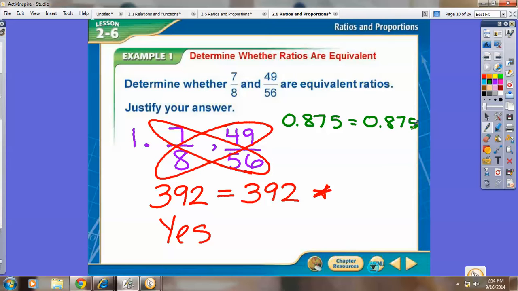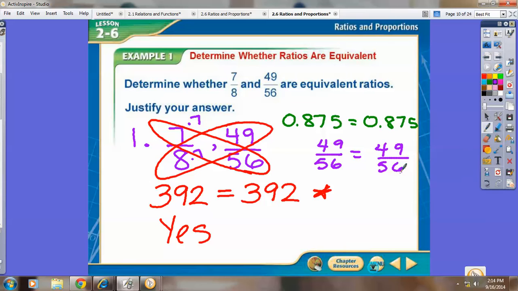There's another way. Could you take the first ratio and multiply each of them by a number, and if they both equal the second ratio, would that work? Very good, James. What number would you multiply? By 7? Yeah. Okay. So if we take this first fraction, multiply the numerator and denominator by 7. 7 times 7 is? 49. And 8 times 7 is? 56. That is equivalent to the second ratio.